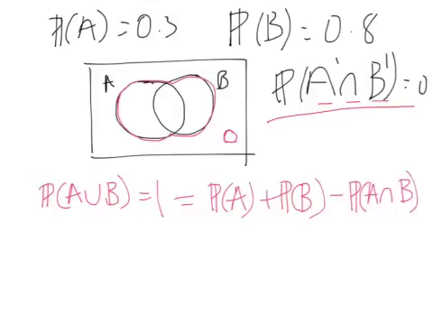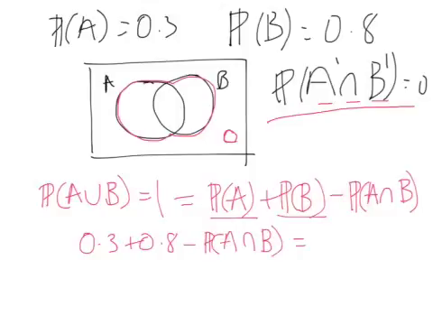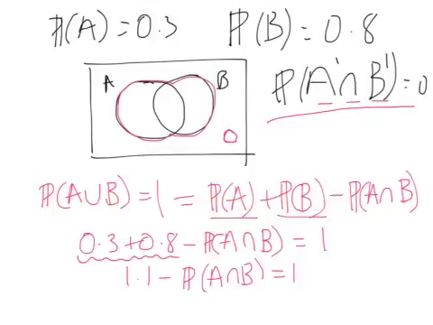So we know that, okay, this is 0.3 and this is 0.8. Take away the probability of A intersection B is equal to 1. So if we add these up, we get 1.1. So 1.1 minus the probability of A intersection B equals 1. That means that the probability of A intersection B equals 0.1. So we know the intersection is 0.1.